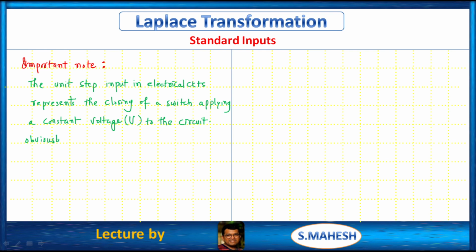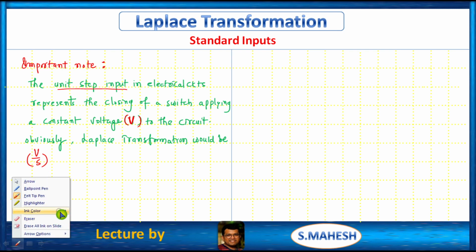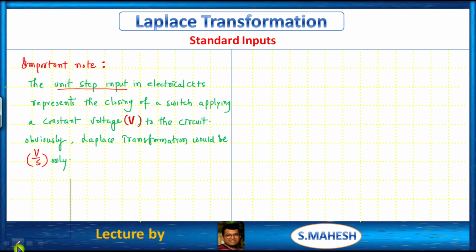Obviously, Laplace transformation would be V by s. We are applying constant voltage V. Obviously, for that, what is the Laplace transformation of V? That is unit step, right? Obviously, it is V by s only. This is a very, very important observation. This is the input voltage, right? Let us say this is V initial, this is V final, right? This is the unit step representation.